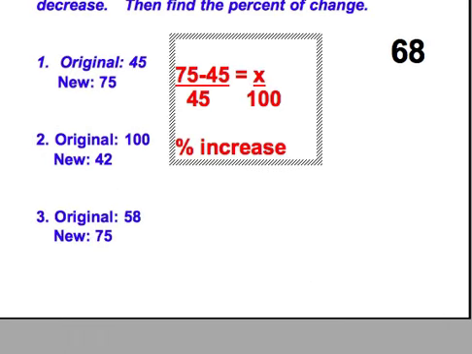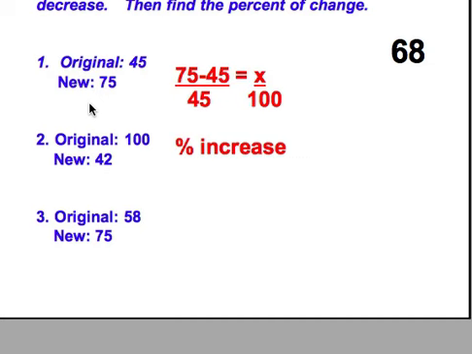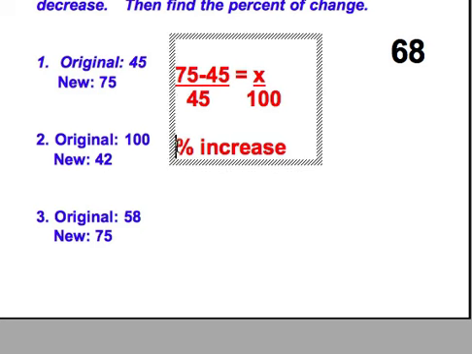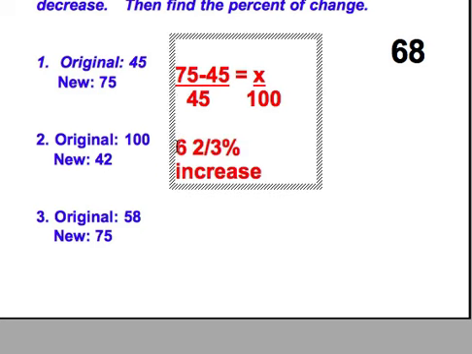So there's a couple examples on slide 68, and I've started the first one for you. The original amount is 45 and the new amount is 75. So I already know I'm going to end with a percent increase because I'm going up. So difference over original equals x over 100. The difference, and it doesn't matter that I'm starting with the second number because I just need to subtract the two. So 75 minus 45 is 30 over 45 equals x over 100. 30 times 100 divided by 45 gives you a 66 2/3% increase.